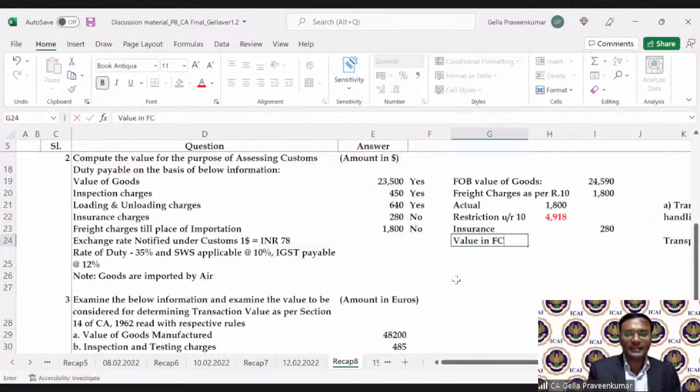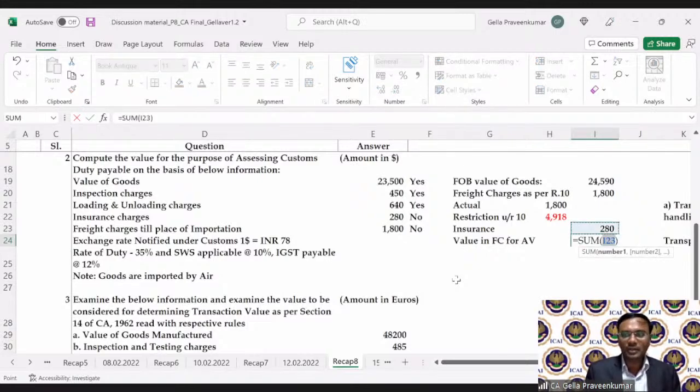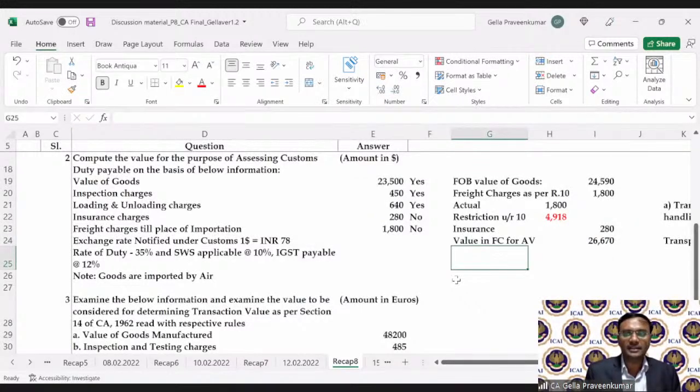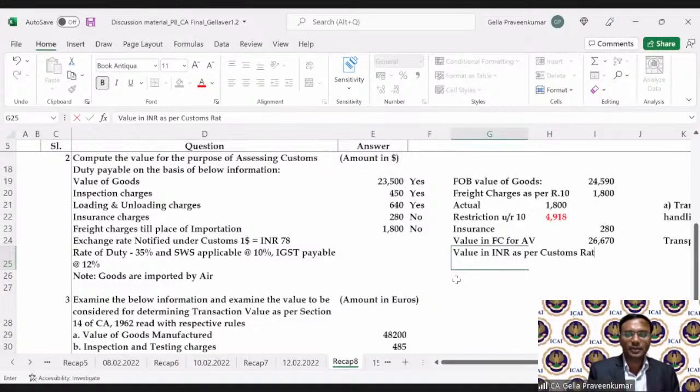Value in foreign currency for customs, for AV, I'll say assessable value: 24,580 plus 1,800 plus 280. I get the value in foreign currency. Value in INR as per customs rate notified.